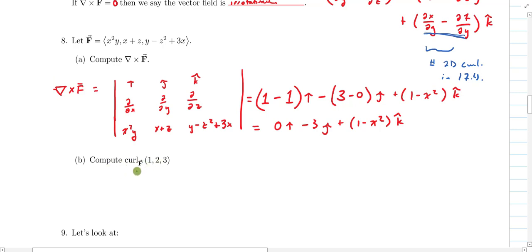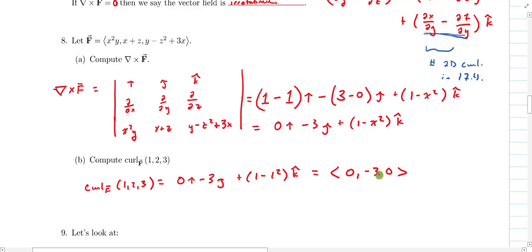And now we're asked to compute the curl at a point. So if we go to compute the curl, and again I'm practicing just using various forms of the notation, the curl of the vector field at that point will just be 0 i hat minus 3 j hat plus (1 minus 1 squared) k hat, which comes out to be the vector, we'll go ahead and write it in this bracket notation, <0, -3, 0>, which is our computation for the curl at that point.